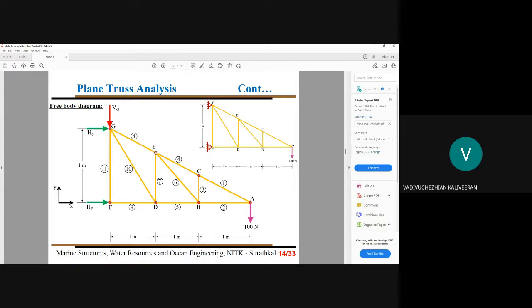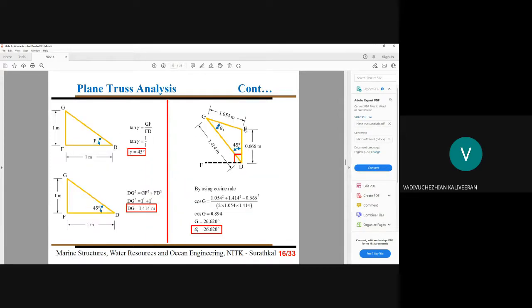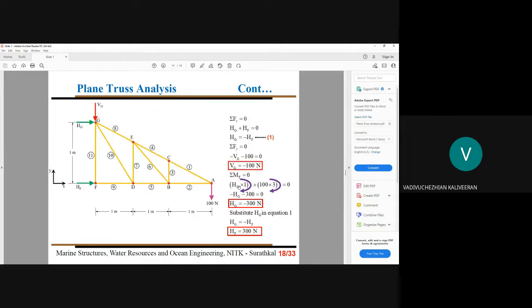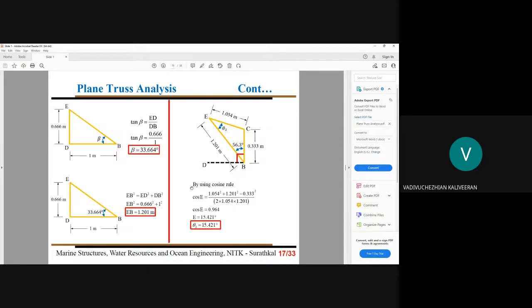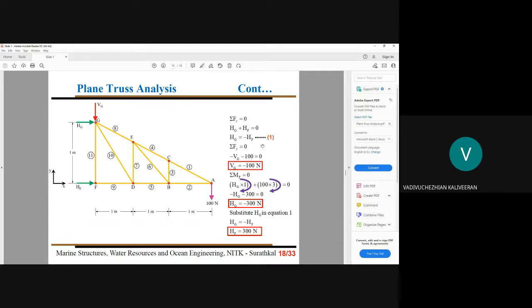We can use our sine rule. We can identify other member lengths and the corresponding angle. So we are doing the same thing for our member length calculation. Either we can use sine rule or cosine rule. That is possible. And we are trying to fix all those members. First, the dimension part is very, very important. After fixing our dimension, we can follow our support reaction calculation.